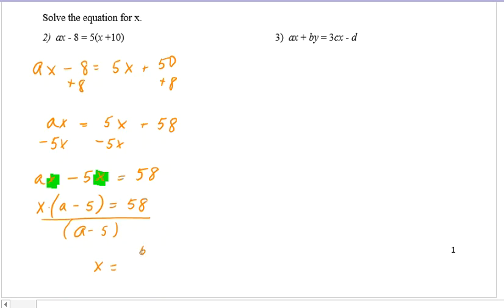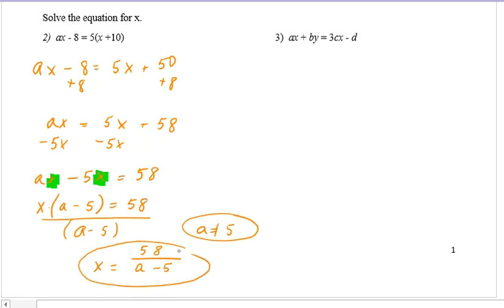So now I'm going to say x is 58 divided by the quantity a minus 5, so long as a does not equal 5. So I have to have this little restriction going on here. And the reason we wouldn't want a to be 5 is then I'd have 58 divided by 0, and when we divide by 0, the universe implodes. So take a minute, pause the video, and try number 3 independently. Now that you've tried it independently, check with a neighbor. See if you got the same answer.